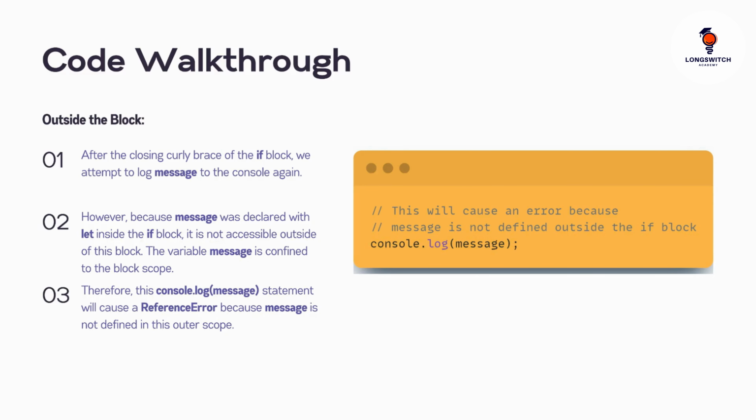Let's go through the second section of our code sample, which is the outer part of the block, or outside the block. After the closing curly brace of the if block, we attempt to log message to the console again. However, because message was declared with let inside the if block, it is not accessible outside of this block. The variable message is confined to the block scope. Therefore, this console.log message statement will cause a reference error because message is not defined in this outer scope.